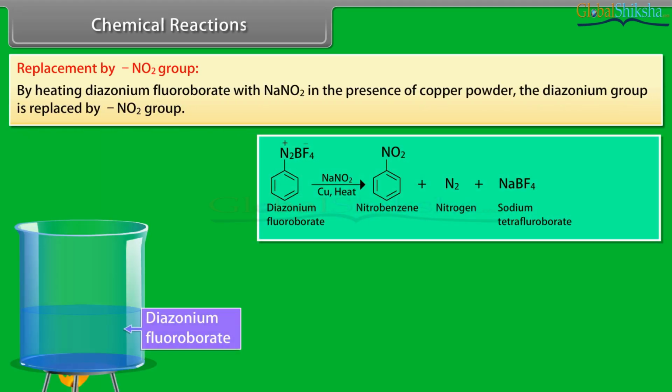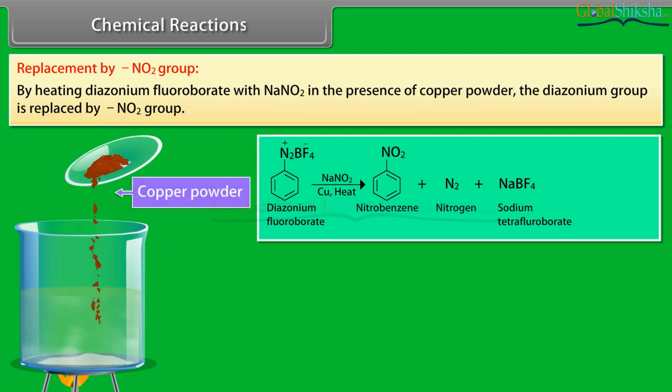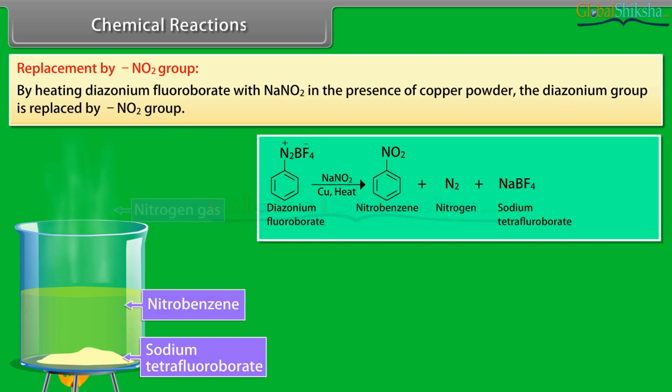Replacement by nitro group. By heating diazonium fluoroborate with sodium nitrite in the presence of copper powder, the diazonium group is replaced by nitro group.